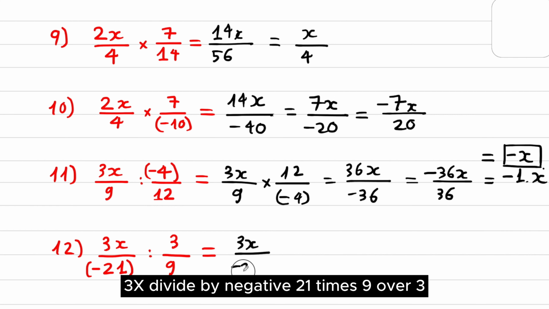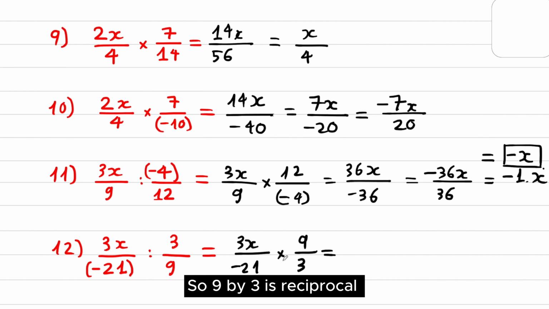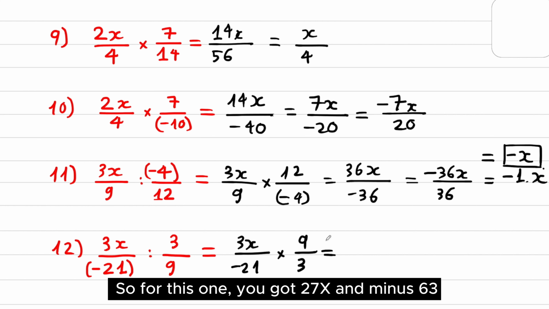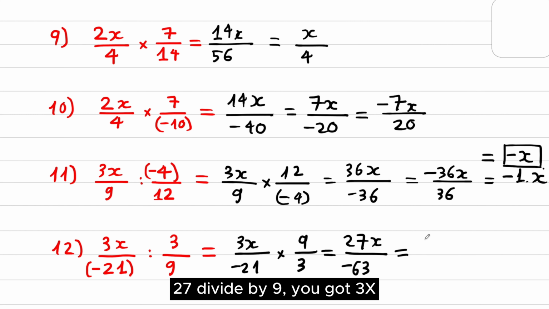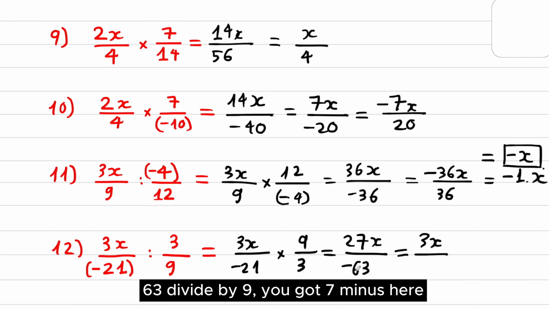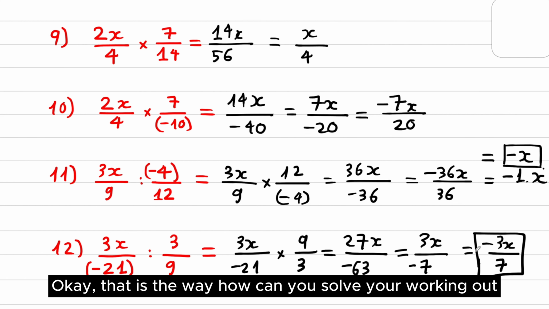3x divided by negative 21 times 9 over 3. Because in this one you divide by 3 over 9, so 9 over 3 is the reciprocal. So for this one you got 27x and minus 63 here. They can both be divided by 9. 27 divided by 9, you got 3x. 63 divided by 9, you got 7, with the minus here. So you got minus 3x divided by 7, like this. Okay, that is the way you can show your working out.